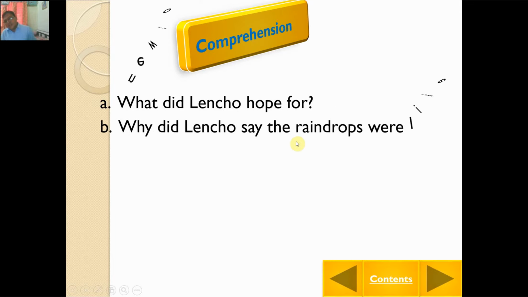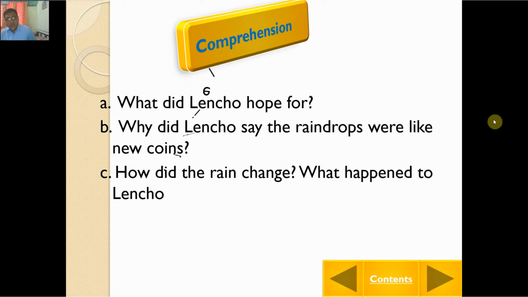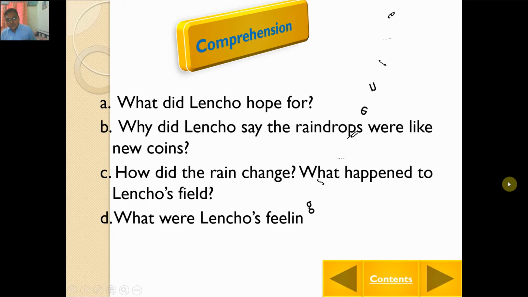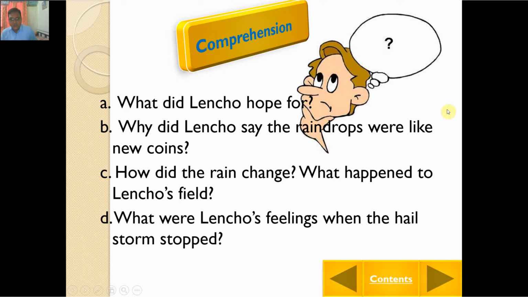Here are some comprehension questions. What did Lencho hope for? Why did Lencho say the raindrops were like new coins? How did the rain change? What happened to Lencho's field? What were Lencho's feelings when the hailstorm stopped?